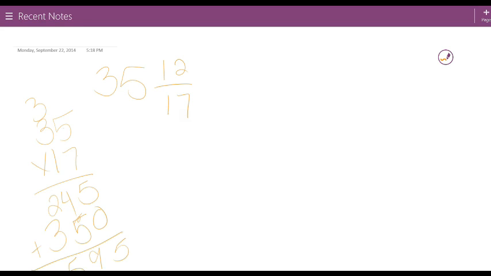Okay, so we found out that 35 times 17 is 595. So when we break those 35 units into 17 pieces, we get 595 over 17. Now we already started with 12/17, so we need to add that in. So that is going to give us 607, I think. Let me double check that.